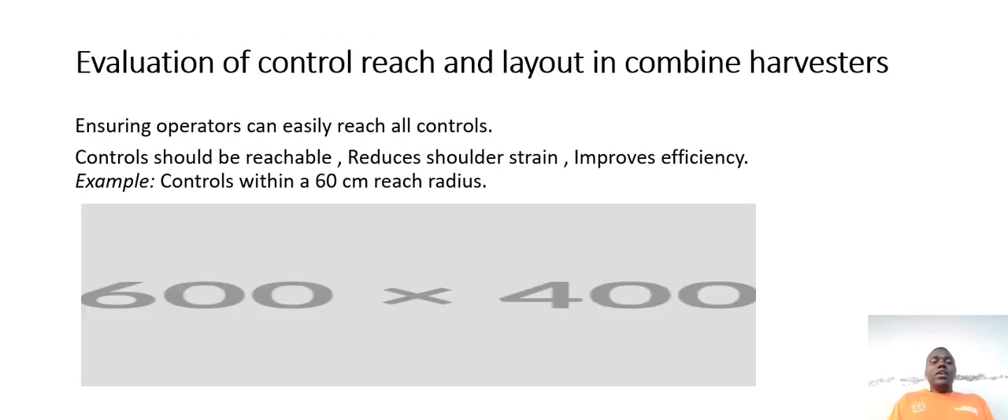Next is evaluation of control reach and layout in combine harvesters. Ensuring the operator can easily reach the controls. Controls should be reachable, reduce shoulder strain, and improve efficiency. Example, controls within 60 centimeters reach. That is the picture that shows 600 by 400. There are very different persons who can use the tractor you want to design.